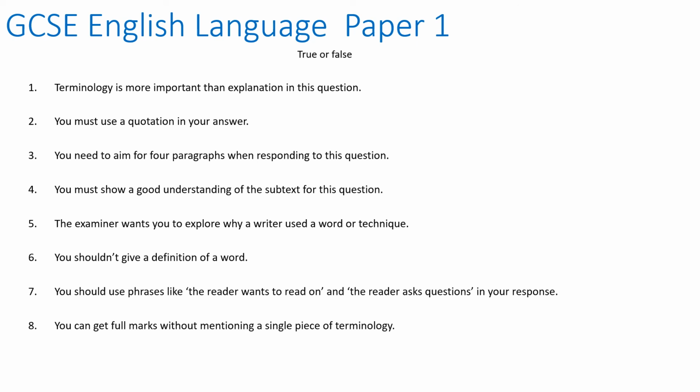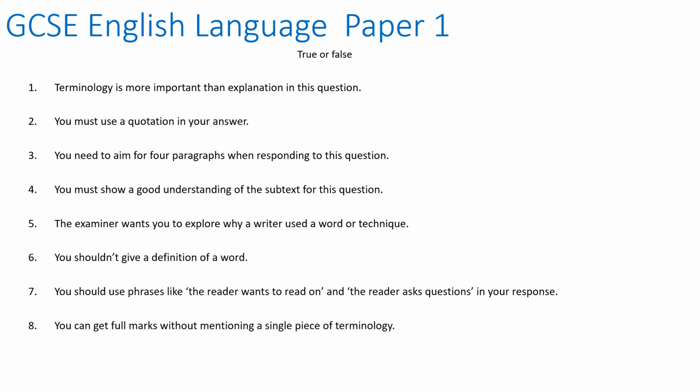Number 5, the examiner wants you to explore why a writer used a word or technique. That's true. It's key to this question and to understanding this question. Number 6, you shouldn't give a definition of the word. That's false. You should and you can, and there is no problem because it actually is part of the explanation. Giving a definition of a word that a writer's used is part of explaining what the writer has done.